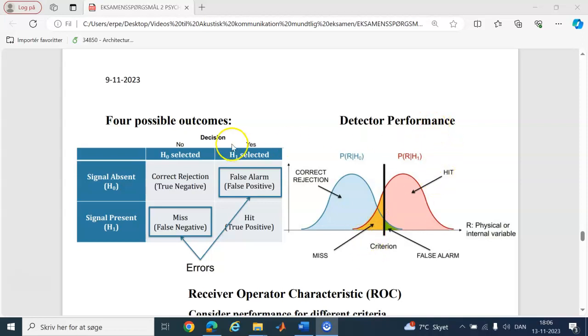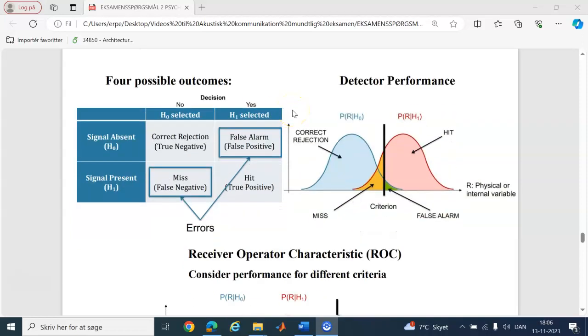So we come later to those ROC curves. If we select H1 and the signal is absent, we have a false alarm, the green area. But if we select H1 and the signal is present, we get this hit.